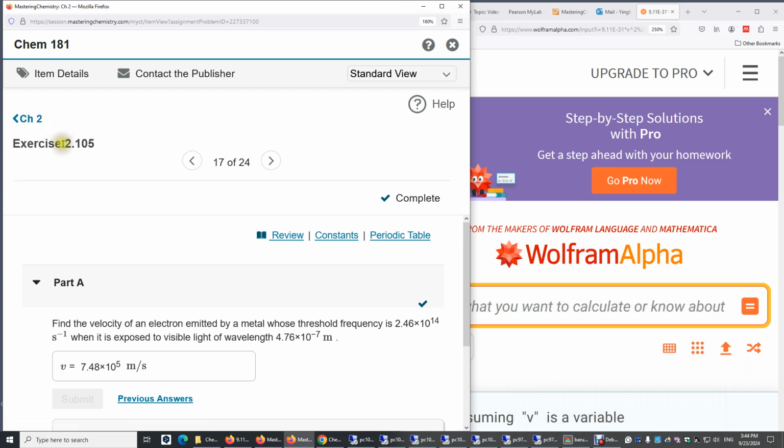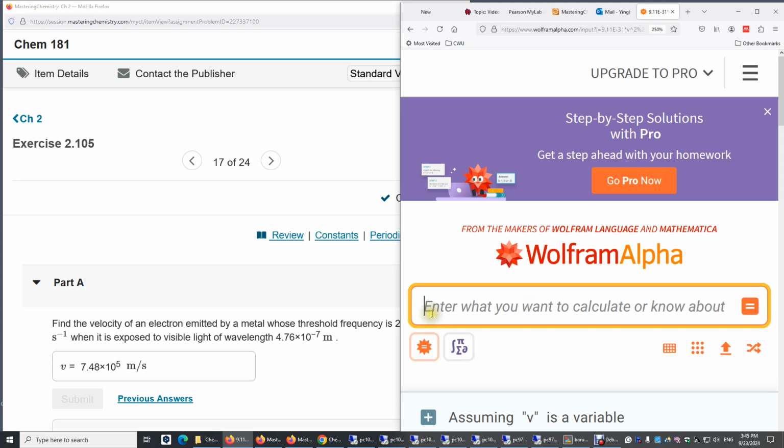Chapter 2, Exercise 2.105. Part A. Find the velocity of an electron emitted by a metal whose threshold frequency is 2.46 times 10 to the power 14 per second when it is exposed to the visible light of wavelength 4.76 times 10 to the power negative 7 meters. So let's set up the equation.